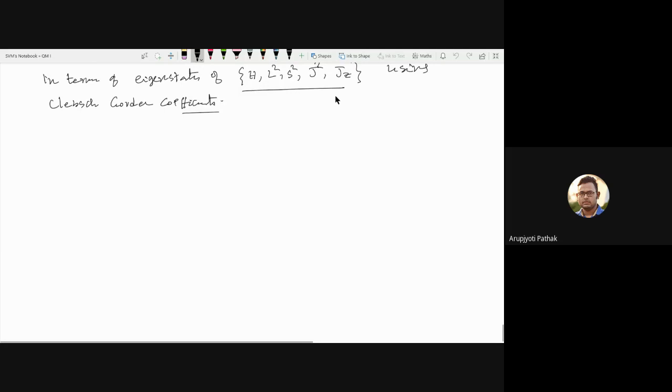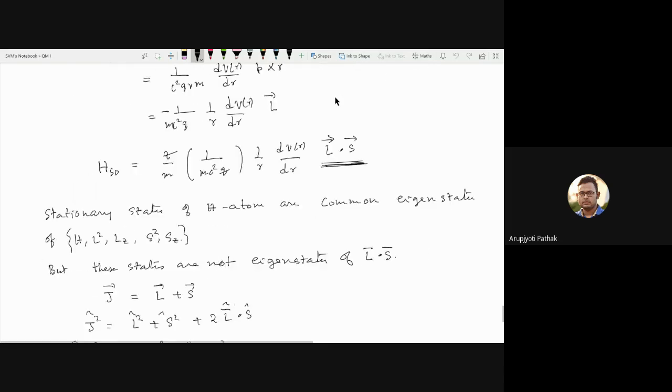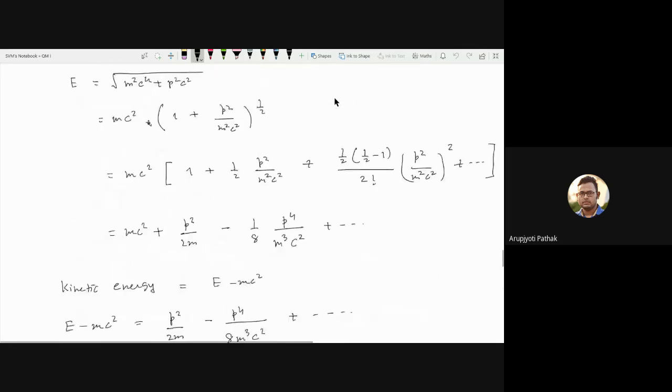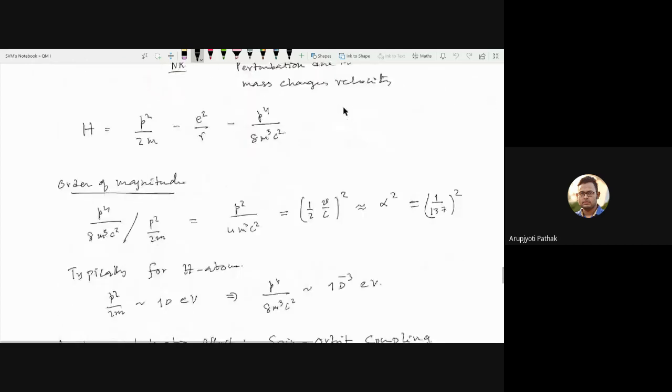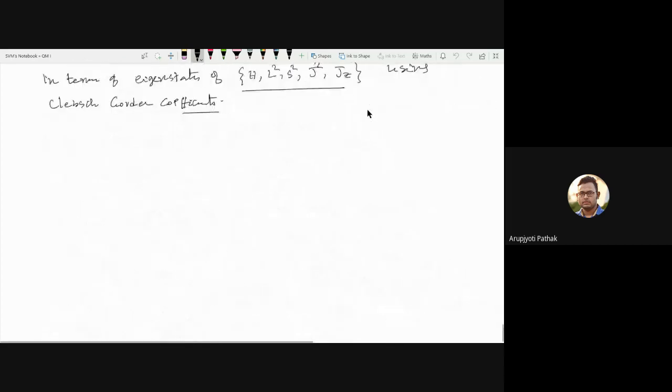Okay, so let me just do two more problems. One problem is quite long, but let me see how best I can. Okay, so this is basically the helium atom.